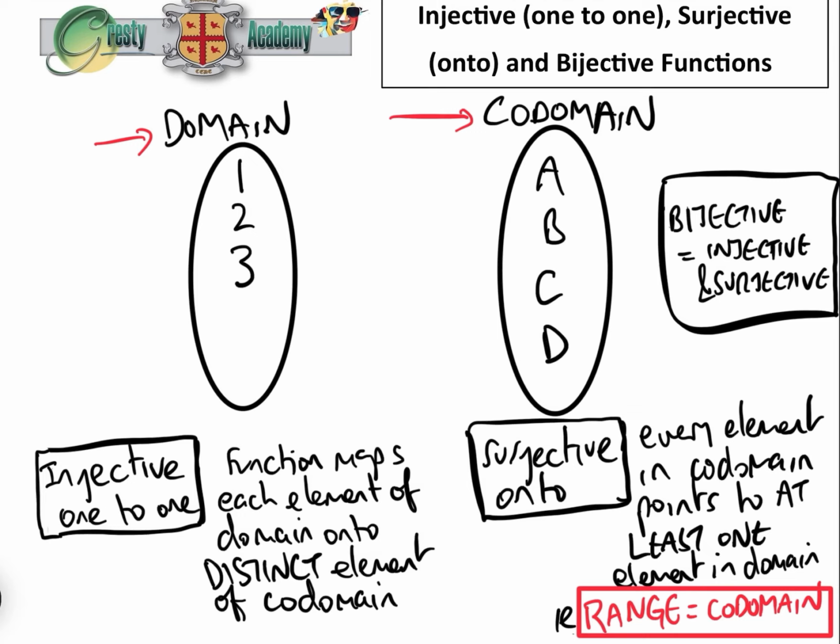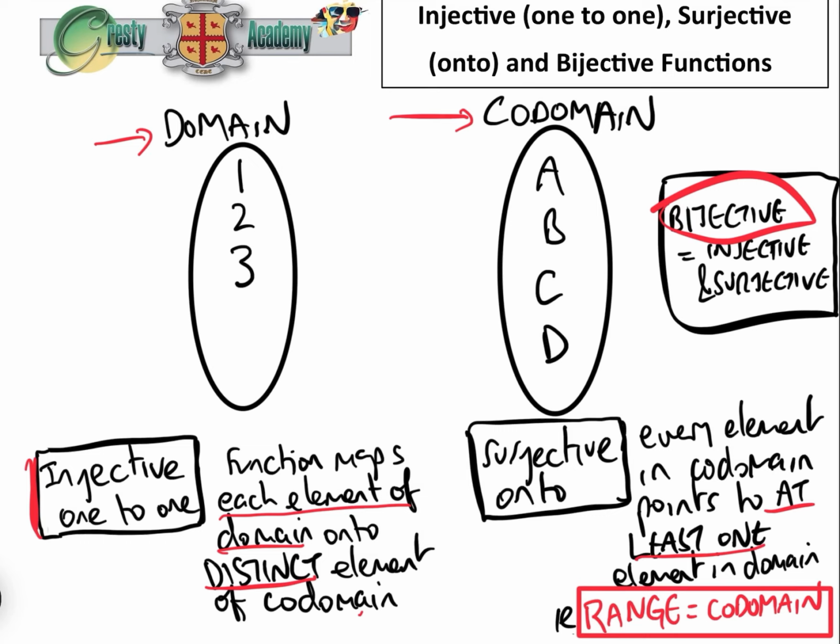An injective function, also known as a one-to-one function, is a function which maps each element of the domain onto a distinct element of the codomain. A surjective, also known as an onto function, is one where every element in the codomain points to at least one element in the domain, and an important corollary of that is that the range, which is the actual values of the function, equals the codomain if it is surjective. A bijective function is basically one that is injective and surjective.